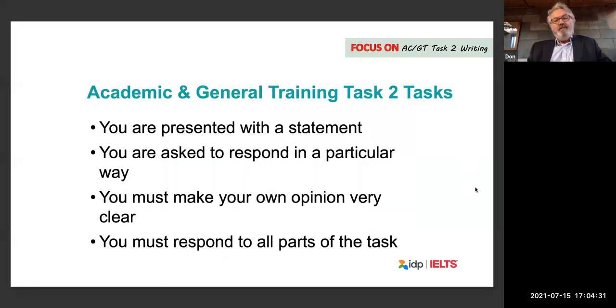In the academic and general training task 2 tasks, you are always first presented with a statement. People do this. People think this. There is something happening. And then you are asked to respond to that statement. Do you agree? Or what are the reasons for this? Or what are the solutions to this problem? For example, we'll look at some examples in a minute.